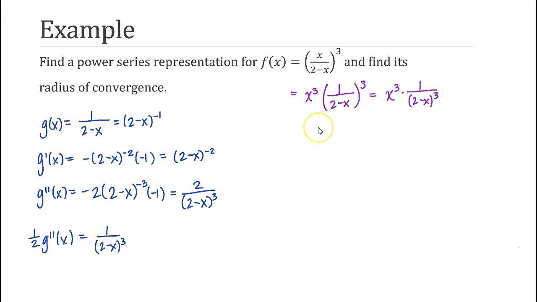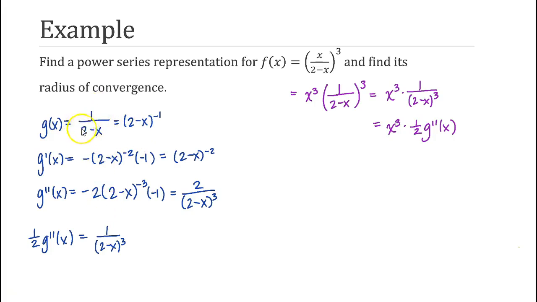So bringing it back over here, what I know then is that f of x is equal to x cubed times 1/2 of g double prime of x. So if I can find a power series representation for g double prime of x, that's going to be multiplied by 1/2 and x cubed to get me my power series representation for f of x. That brings us back over to g of x, 1 over 2 minus x. We want to start by writing this as a power series and then differentiate and differentiate again.